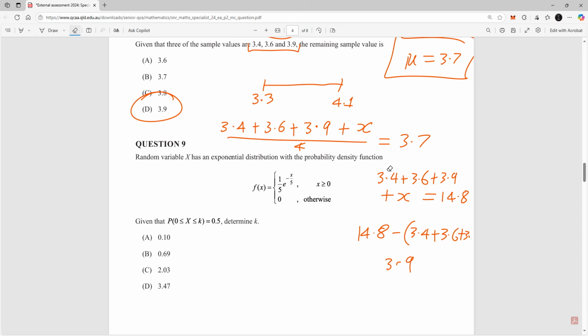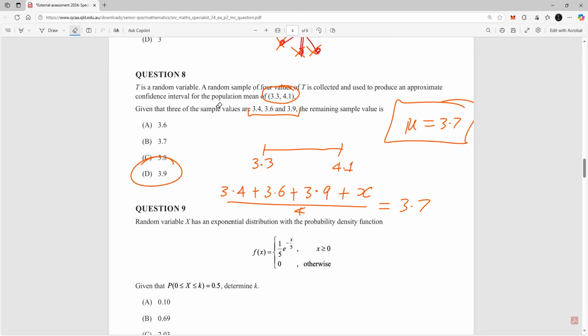Okay. Now that's not a hard question if you don't rush it. If you rush it, it can be a bit tricky. Okay. All you've got to do is read and just think, all right, what have you been given? What does the confidence interval mean? What's this random sample represent?